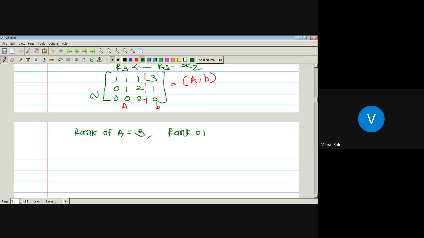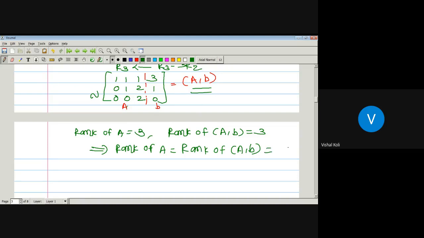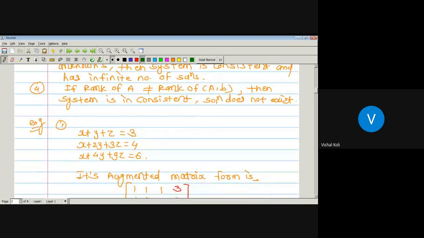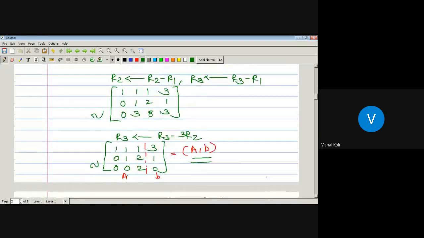Rank of augmented matrix AB is equal to, here we have the matrix A, which is a submatrix of the augmented matrix AB, and having rank 3. Therefore, the rank of AB is also 3, which implies the rank of A is equal to the rank of augmented matrix AB, and which is equal to the number of unknowns. Since here the number of unknowns are x, y, and z, that is 3.